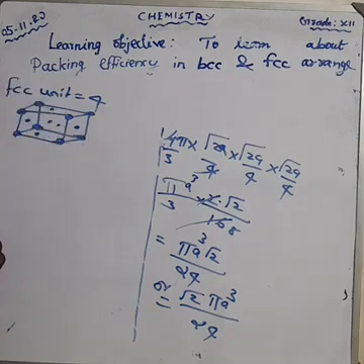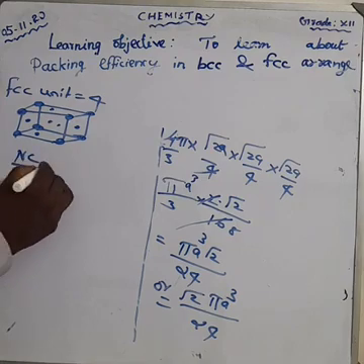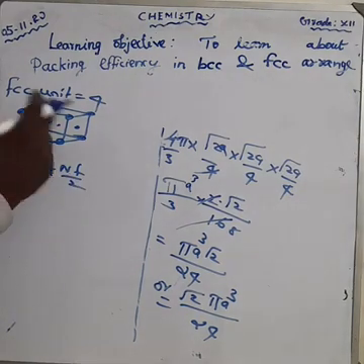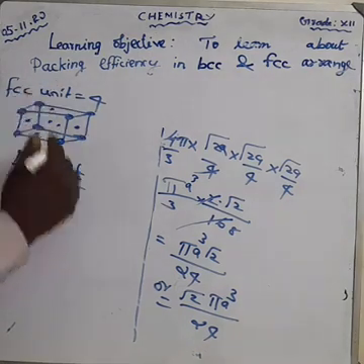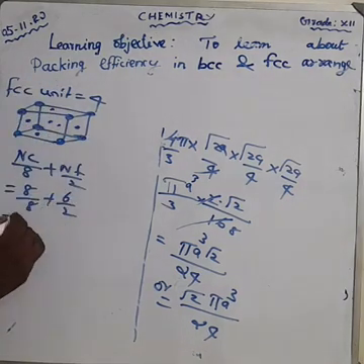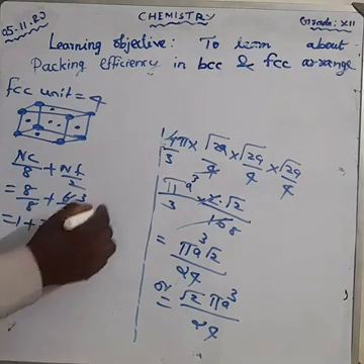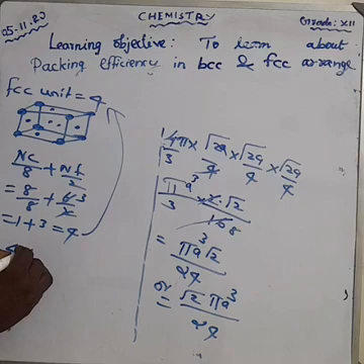So this is the equation and the formula: NC divided by 8 plus NF divided by 2. NC, number of corners, how much? 8. That is equal to 8 by 8 plus NF, number of faces, how much? 6 by 2 is equal to 1 plus 3, which is equal to 4. So for the FCC unit, what's the value? 4 is the value.